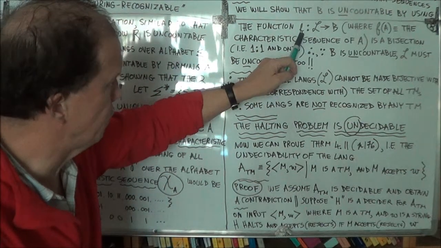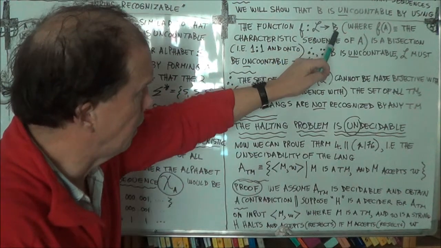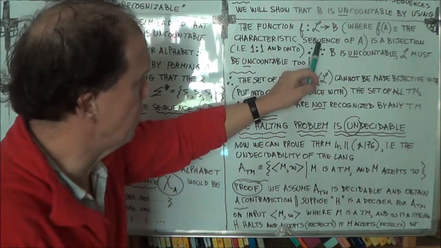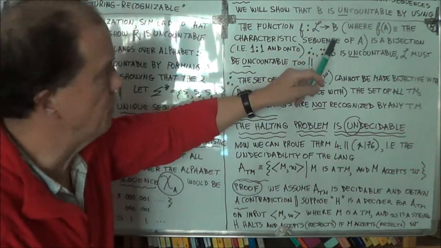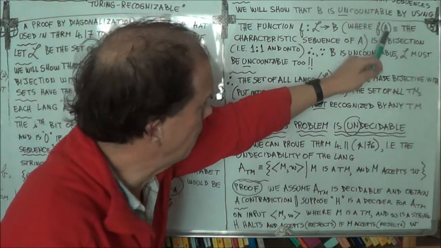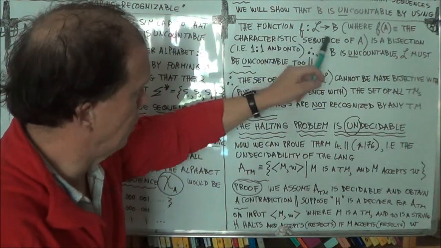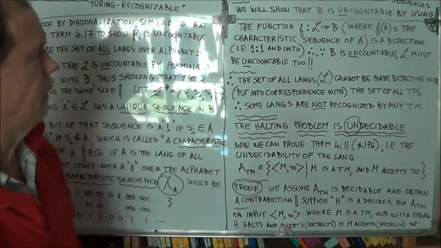So the definition of this function is you take a language, any member of L, and the result of this function is a characteristic sequence. But a characteristic sequence is a member of B, right? So effectively you're mapping your A's into characteristic sequences. In other words, you're mapping members of L into members of B.